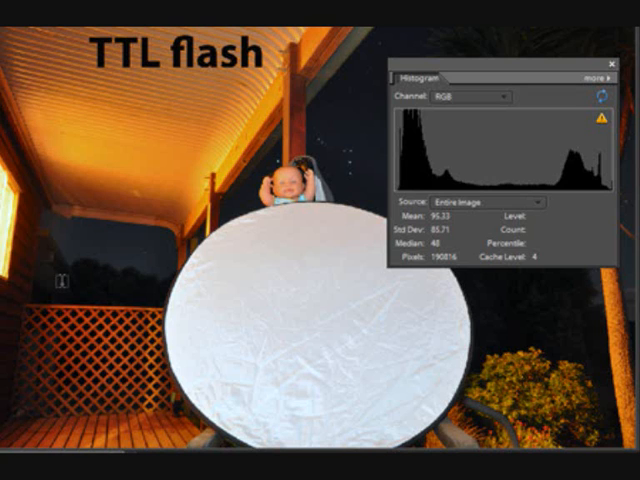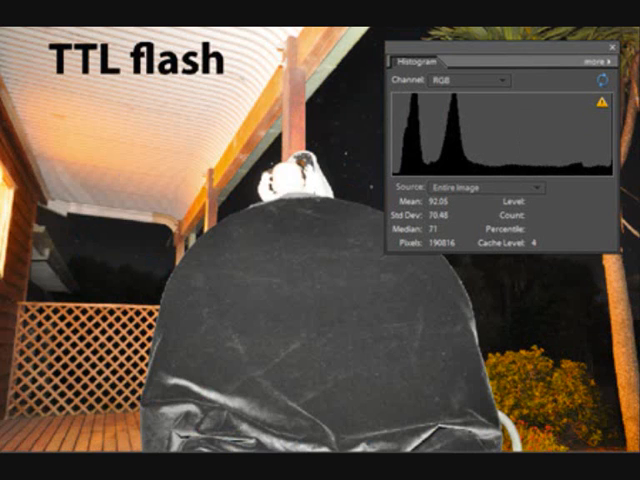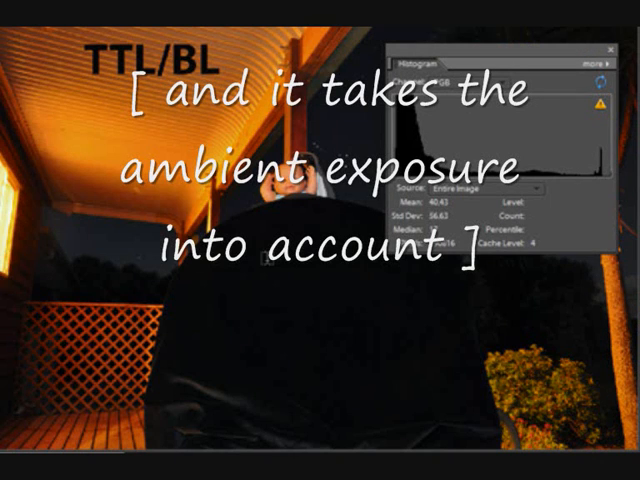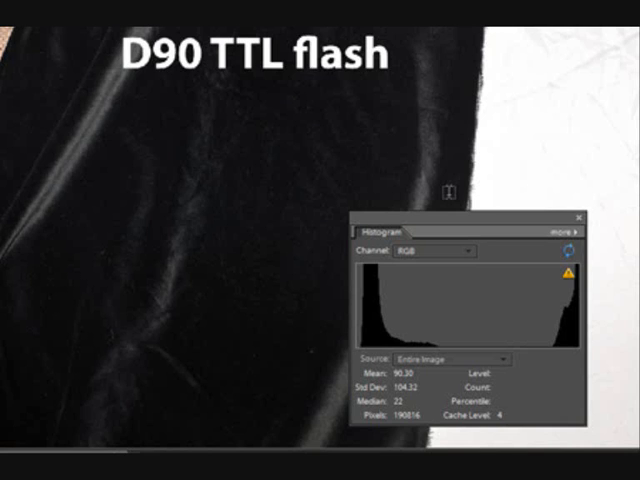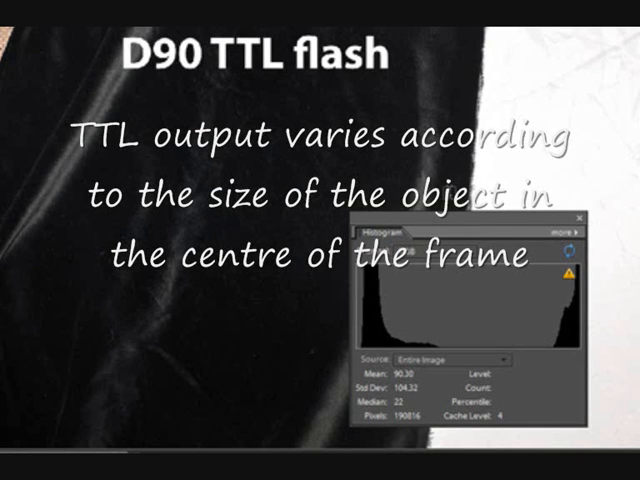With direct flash it is very different because it is very accurate with direct flash, because it uses the distance information from the lens to a greater degree than it uses the pre-flash reading. And this is how TTL flash meters. It doesn't use any of the outside of the frame.